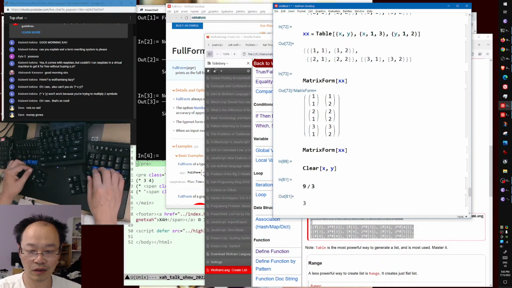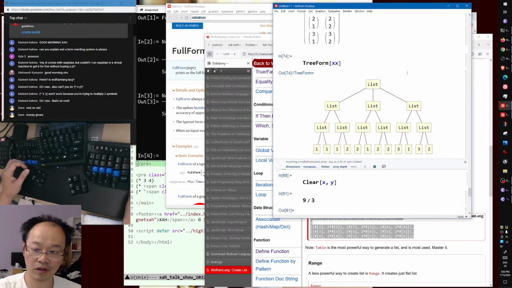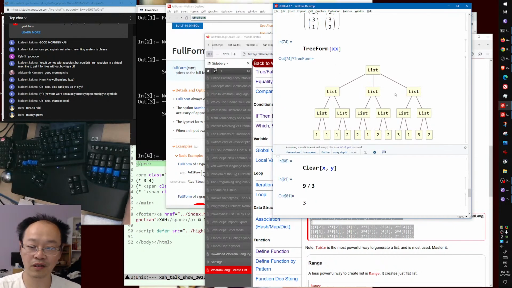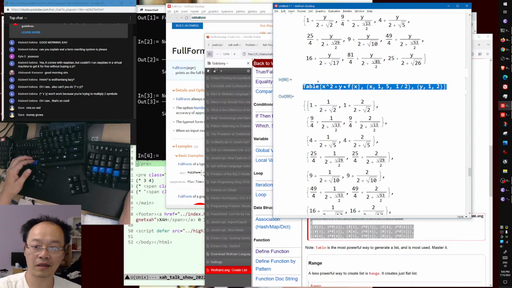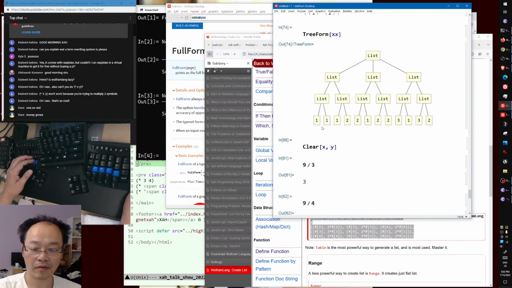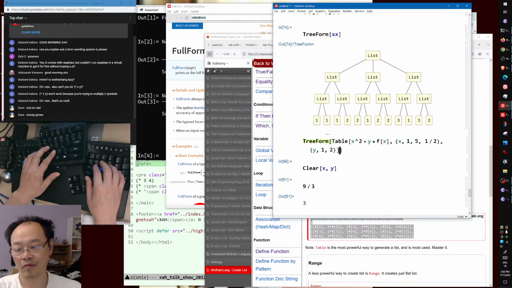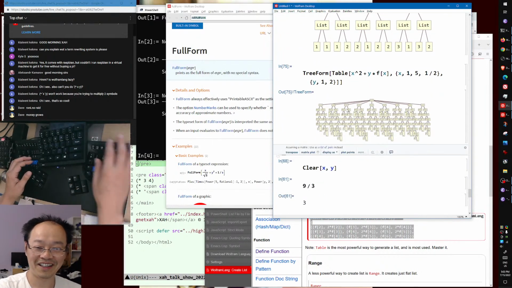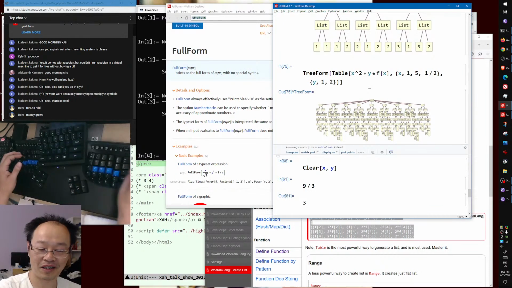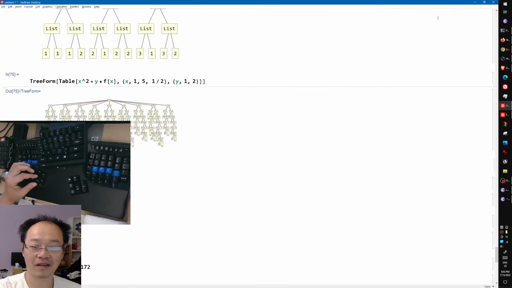You can also say tree form. So it shows you a tree form. That's what's interesting about this. So now let's do a tree form of this complex thing. This complex tree, that's a power. Wait, can I magnify?